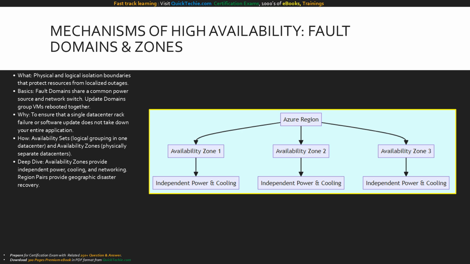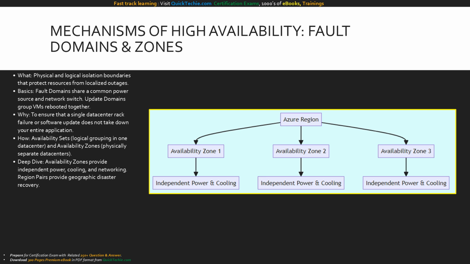This diagram brilliantly illustrates the concept of availability zones within a single cloud region. At the top, we have the overarching cloud region, which is a broad geographical area like East US or West Europe. Beneath that, the region is divided into 3 distinct availability zones: Zone 1, Zone 2, and Zone 3. Notice the specific traits attached to each individual zone. They each point to their own independent power and cooling nodes. This is the crucial takeaway.